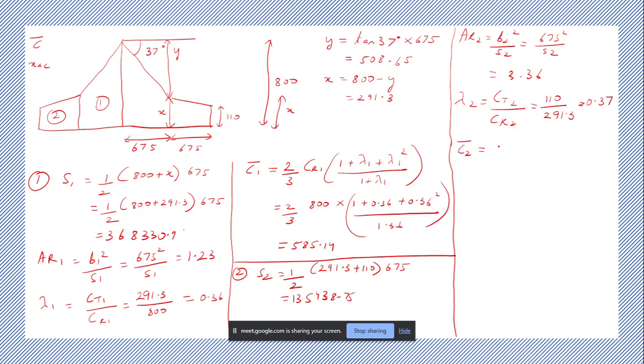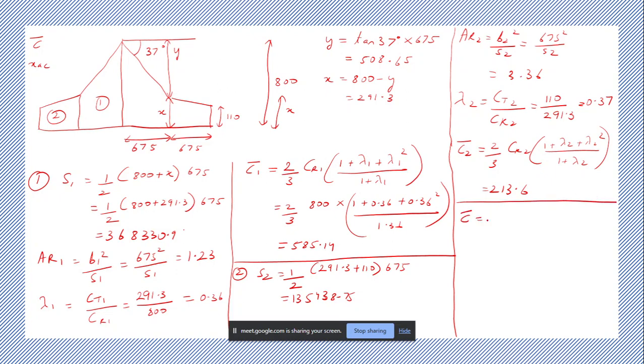The same formula, just find it out quickly. There's a value here. What is the value? 213.6.